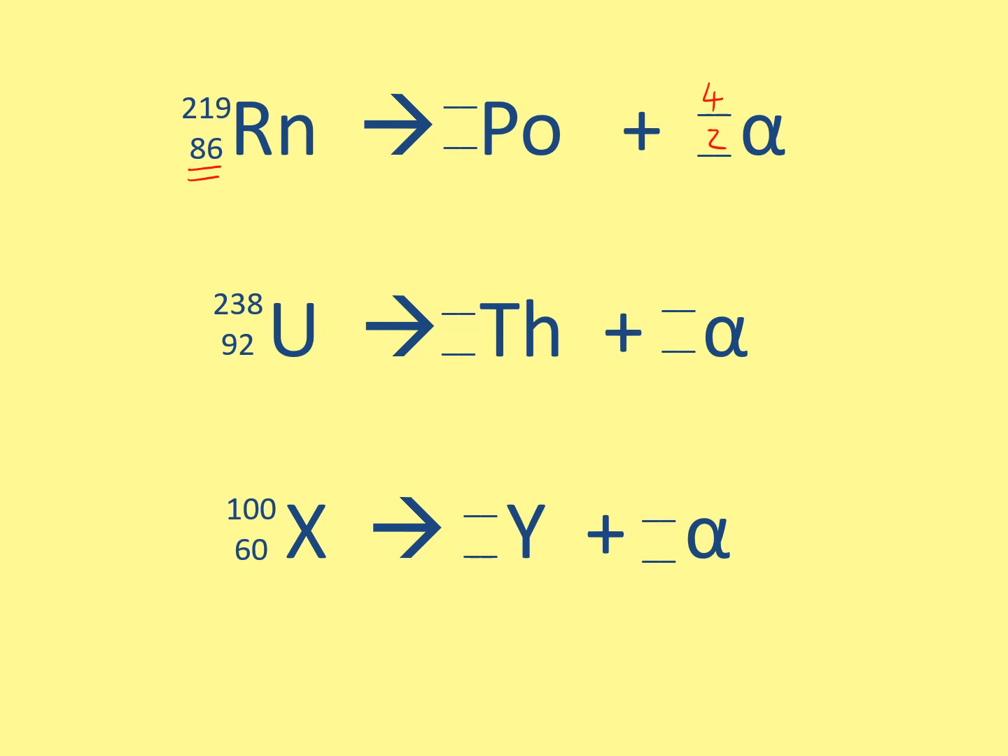So that means there used to be 86. 2 have left, so there must be 84 left. And the top number, 219, has lost 4 things from the nucleus, so this is now 215. And we can double check ourselves because we started with 219 and 215 plus 4 is 219. And we started with 86 protons and 84 plus 2 is 86, so we are correct. So pause the video now and have a go at the next 2.